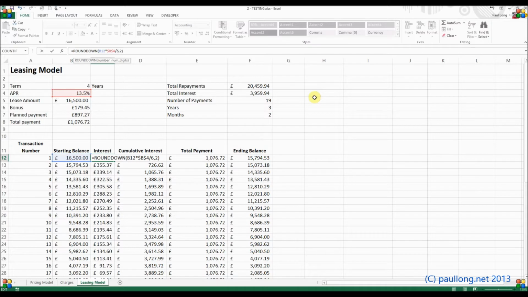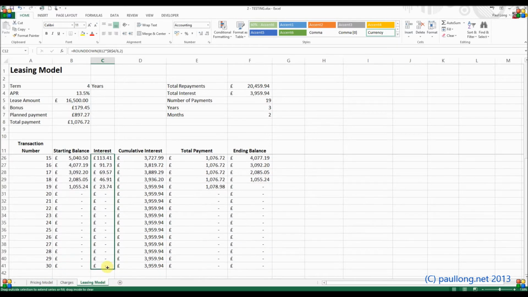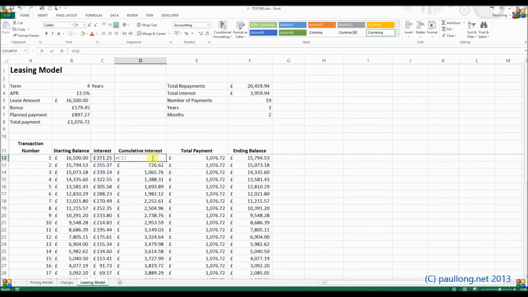Now I'm doing this using absolute cell references just to make life a little bit easier, but if you don't want to do it this way, you can just copy and paste it and change the cell references after you've pasted it. There's no harm in doing that. What I will have to do now though, because I've changed this one, is copy this all the way down. Now the cumulative interest only refers to values in this table, so that won't matter when we copy it. The total payment is going to change quite dramatically, so we'll do that when we've copied it. And our ending balance again only refers to data in this table.